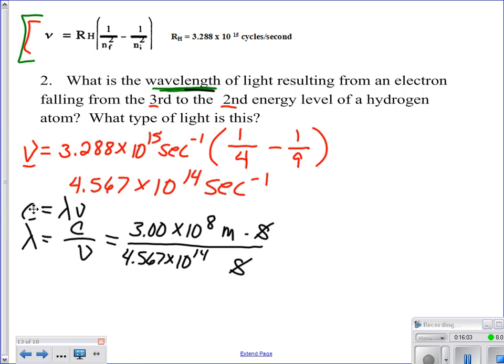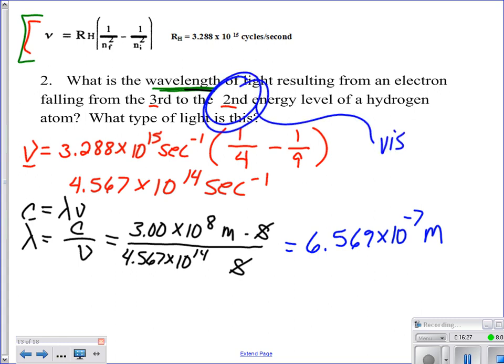And our answer, let's see if everybody has 6.569 times 10 to the negative 7. Looks good. And that's going to be in meters. Fabulous. Okay, second part of this. What type of light is it? Visible. You guys are so smart.